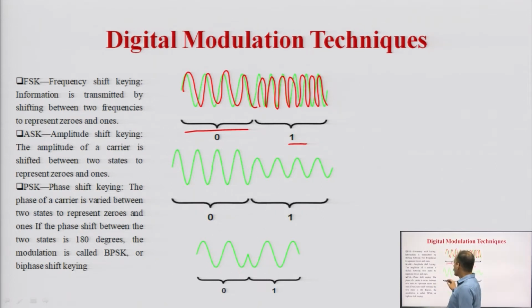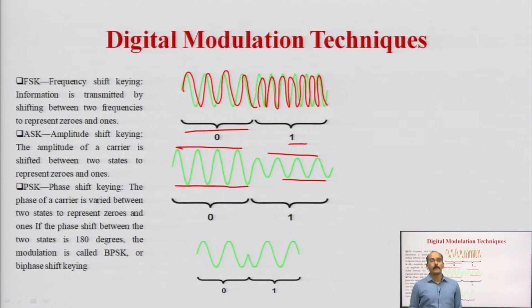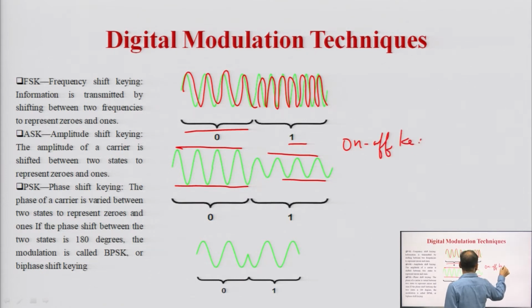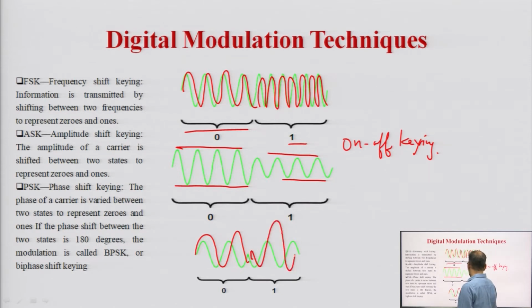Similarly, when we are talking about ASK, you can see that for 0 amplitude is high, whereas for 1 amplitude is low, meaning there is only a change in the amplitude of the signal. So, sometimes it is also known as on off keying technique. Then the third one is the phase. You can see that the original phase is maintained for the 0 part, but when it is 1, that part is again changed.